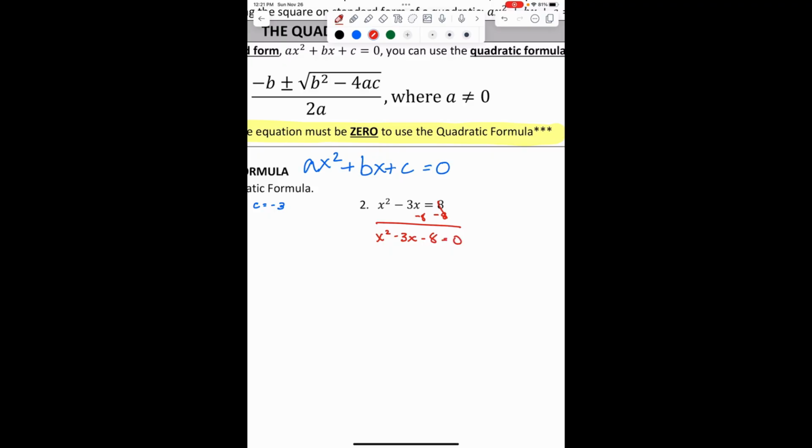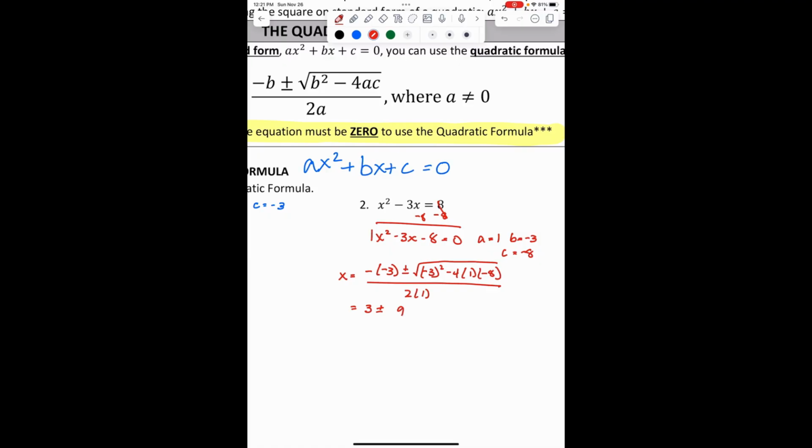Okay, and then again, a in this case is 1, b negative 3, and c negative 8. So we fill in our formula. We go negative b plus or minus b squared minus 4 times a times c all over 2 times a. So negative negative 3 would be positive 3 plus or minus negative 3 squared, positive 9.